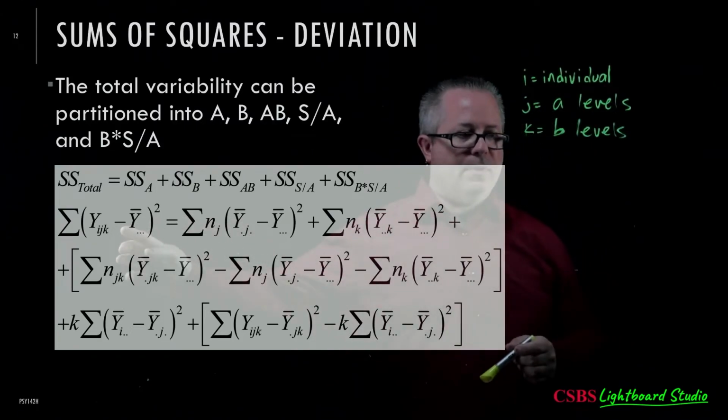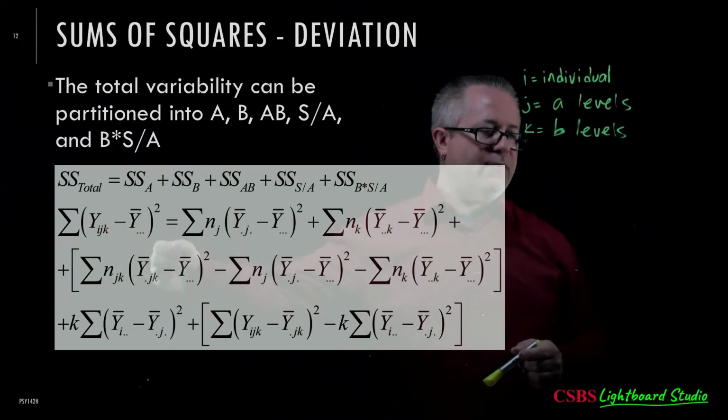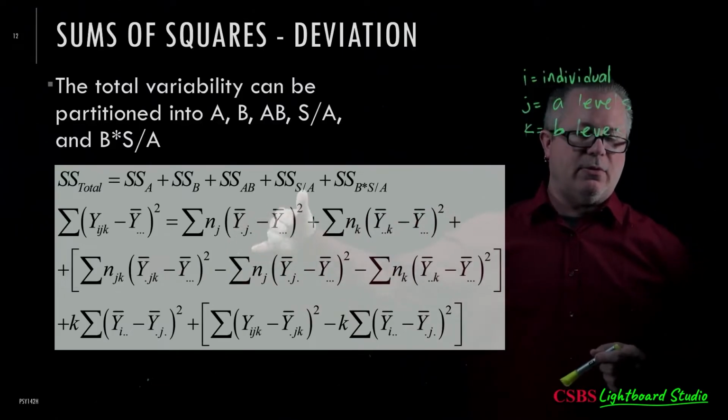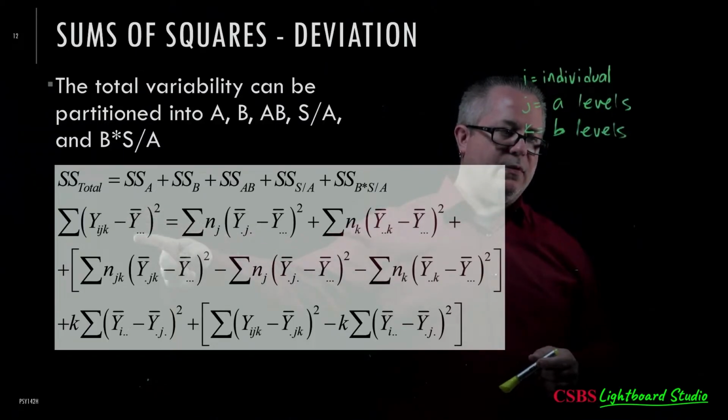So if I have I, J, K together, that means every individual in every combination of A and B. A1, B1, A1, B2, all that stuff, okay? This is every single score minus, and because it's dot, dot, dot, I'm averaging over everything. Averaging over subjects, over A, over B. This is the grand mean. Everything's averaged.